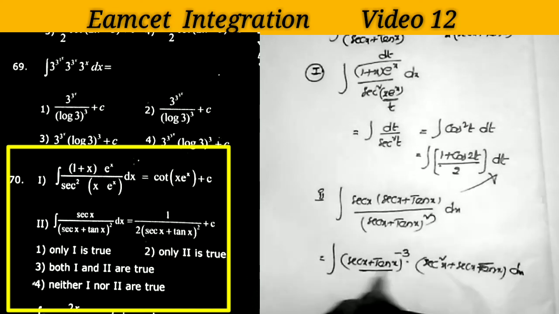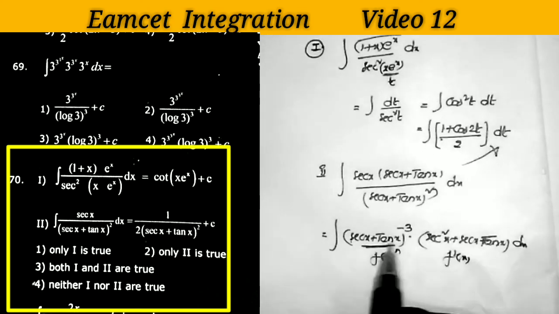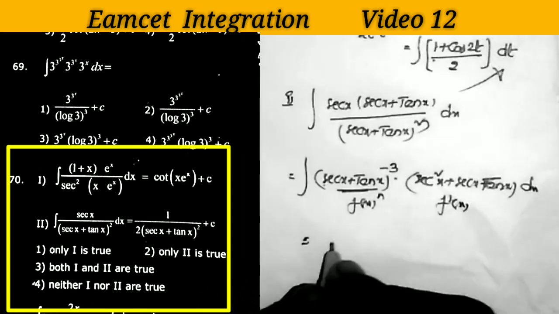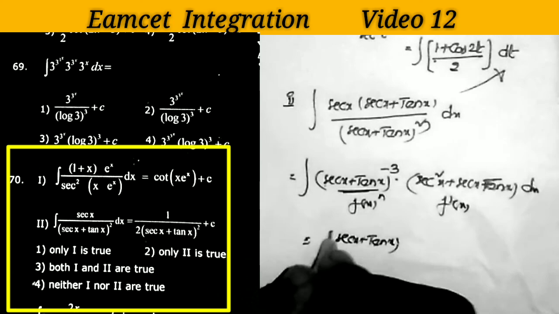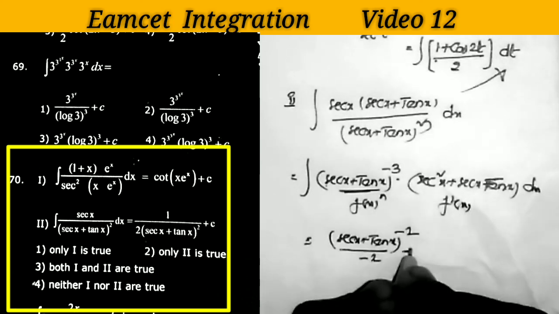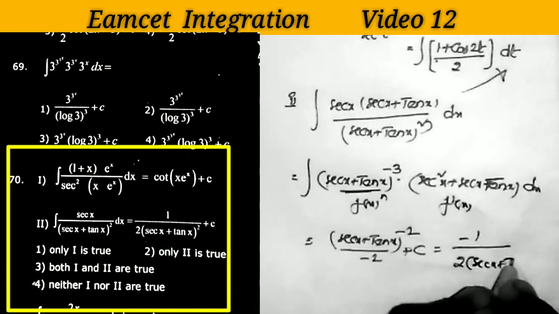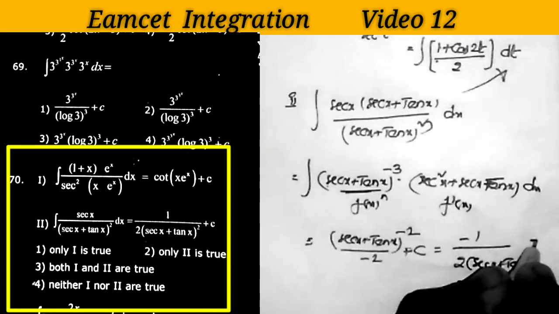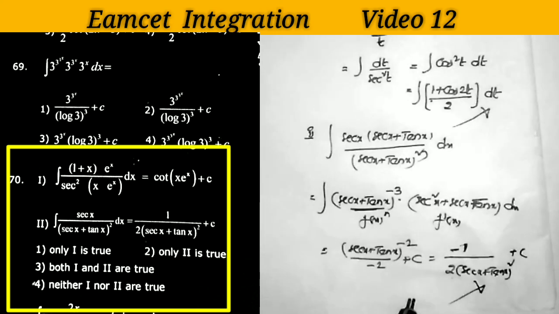Now see here, this is in the form of f of x whole power n into f dash of x, since secant x derivative is secant x tan x and tan x derivative is secant square x. Now what is the formula? F of x whole power n plus 1 by n plus 1, that is (secant x plus tan x) power minus 2 by minus 2 plus c. Means the answer is equal to minus 1 by 2 into (secant x plus tan x) whole square. But in the given answer it is 1 by 2 into (secant x plus tan x) whole square, the minus is missing in the given answer. That is also not the correct statement.